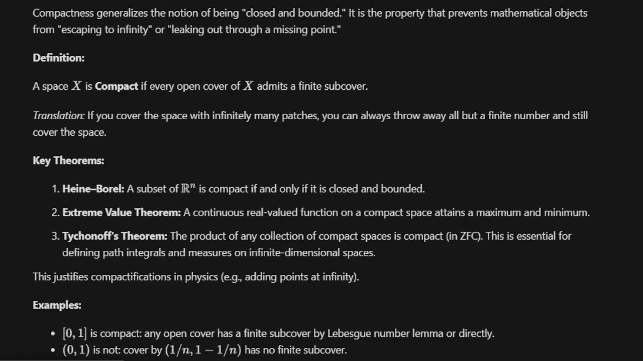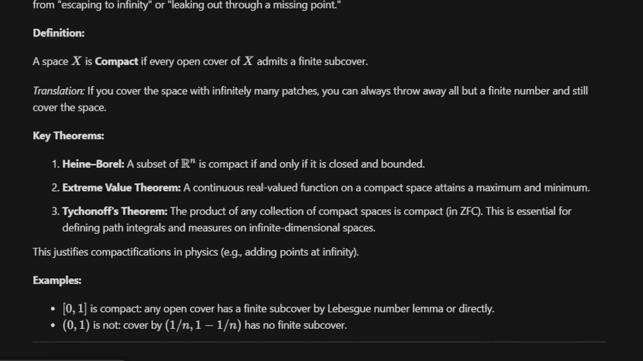And this is crucial for physics because it guarantees that functions will attain maximums and minimums, or the extreme value theorem. We covered that, I think, in chapter 1, but this will guarantee that a lowest state will actually exist. So compactness is a very, very important thing to understand. But I'm getting ahead of myself.